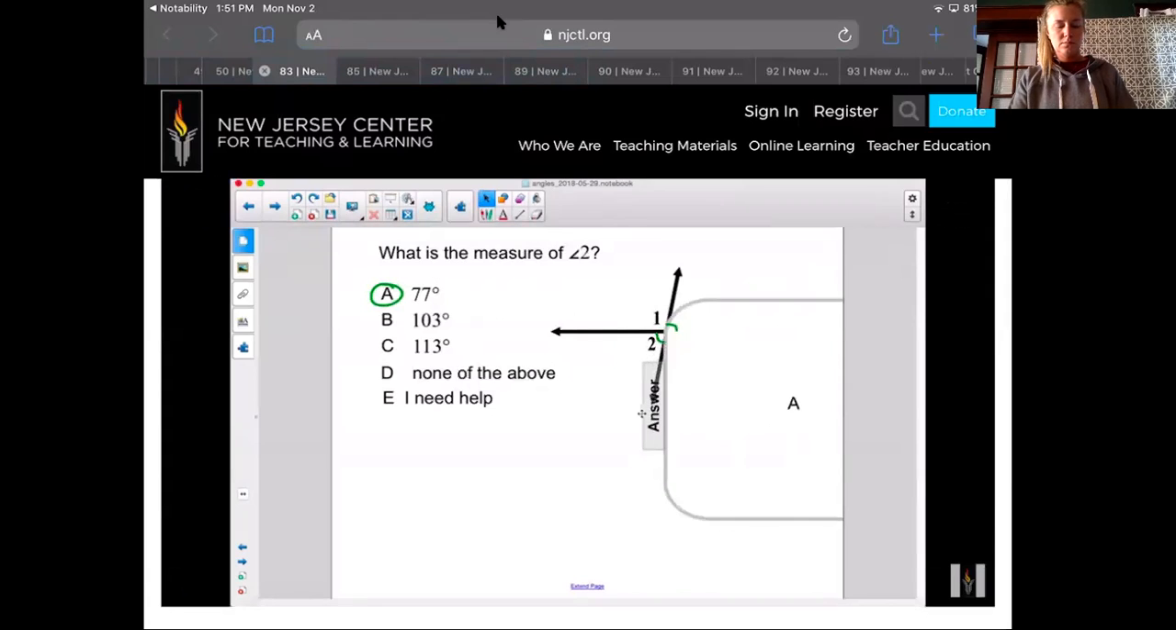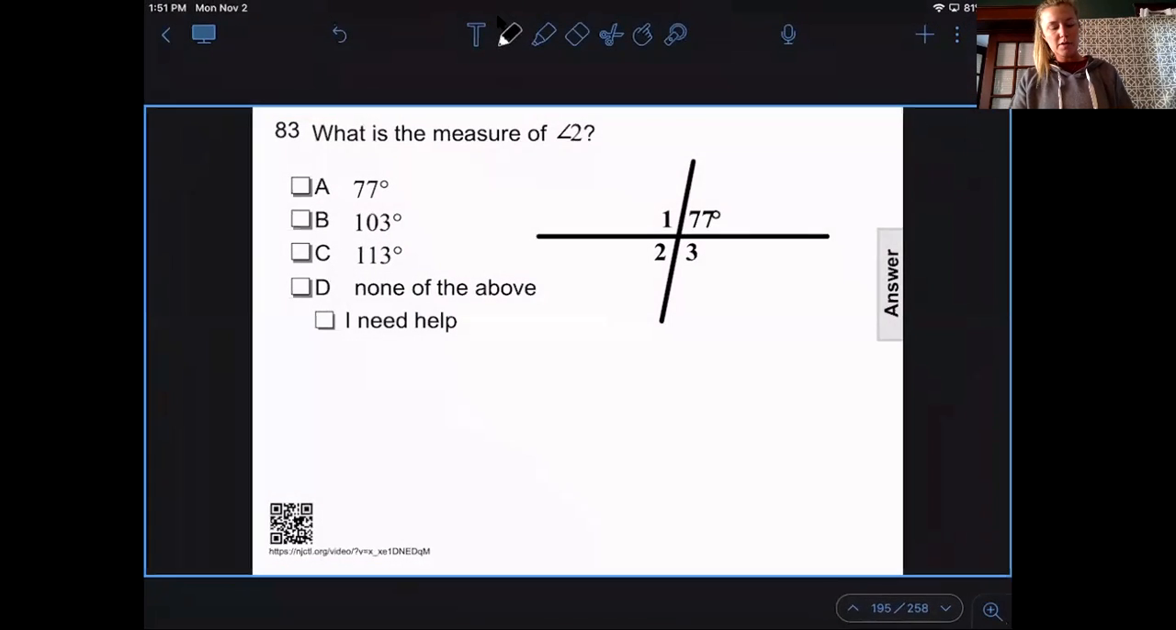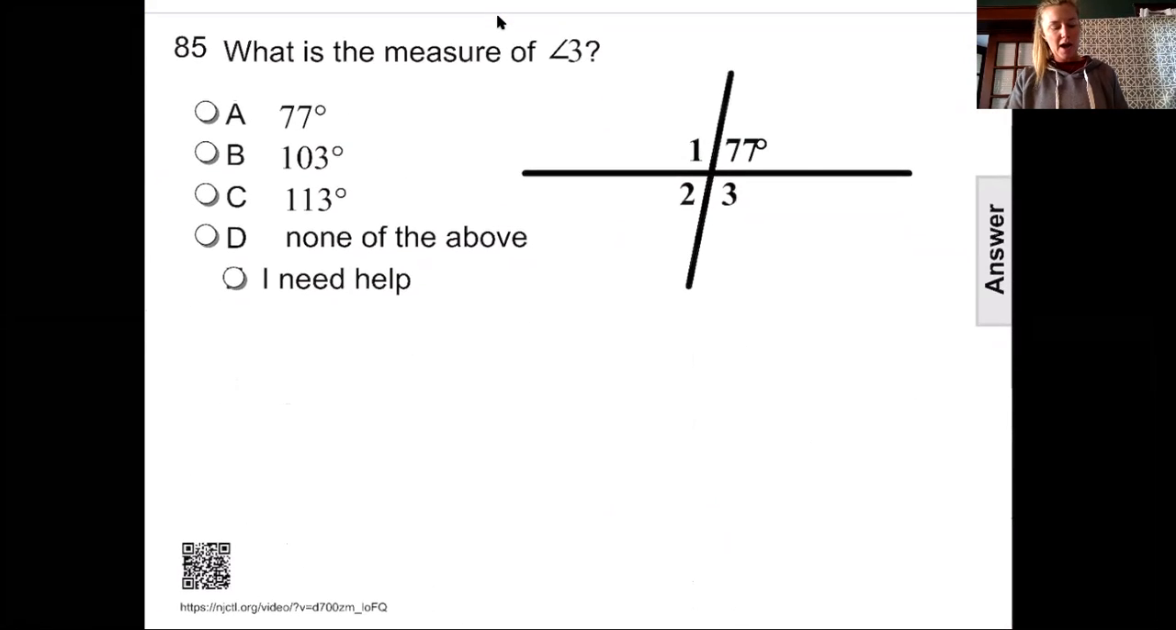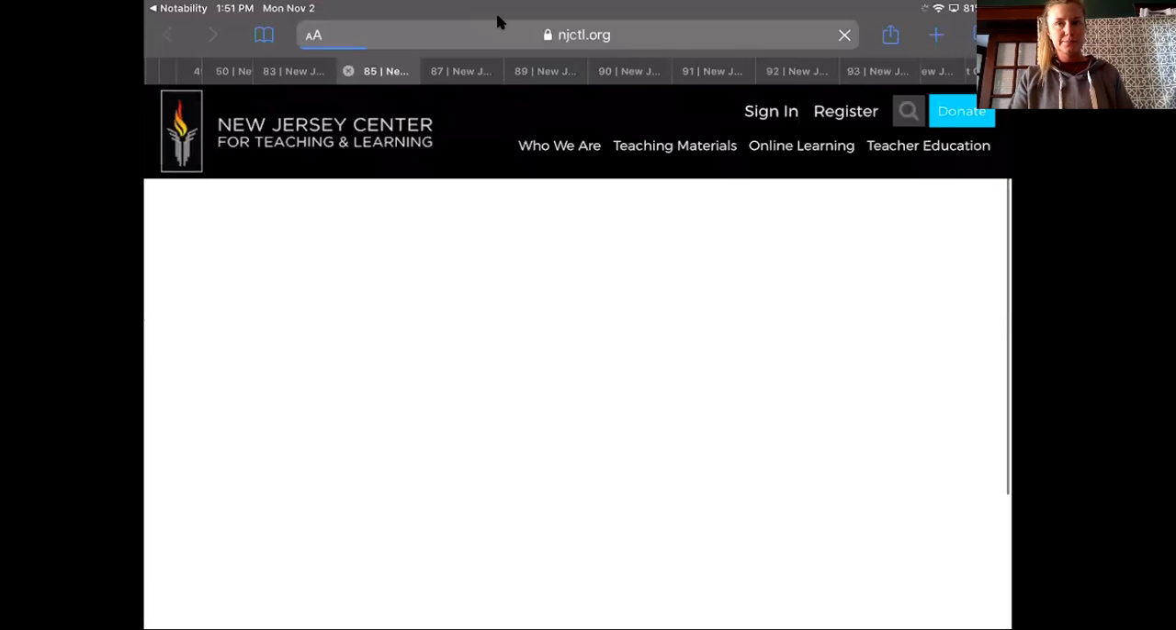The answer is A. So if you knew your vocabulary word, you would have been fine there. Your justification, we know vertical angles. So if you picked A or B, either one of those are acceptable answers. Looking at question 85, we need to figure out what the measure of angle 3 is.